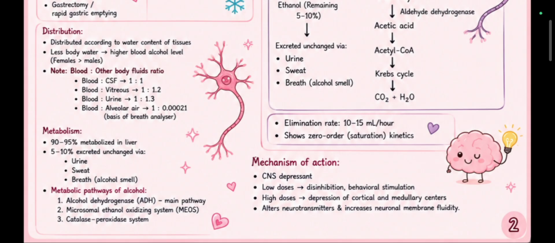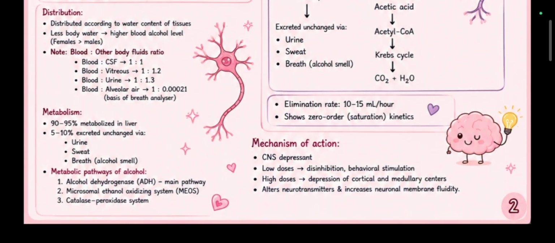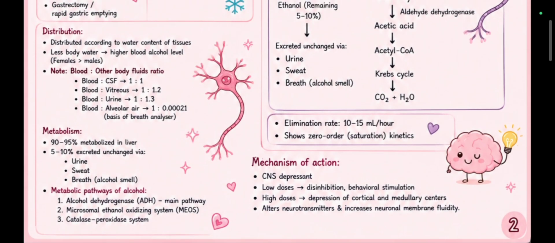Okay, so this was about the elimination rate and zero order kinetics. Remember this. Now coming to the mechanism of action, we all know that it is a CNS depressant. Low doses cause disinhibition and behavioral stimulation. Now what is disinhibition? See, alcohol depresses the brain's inhibitory centers.